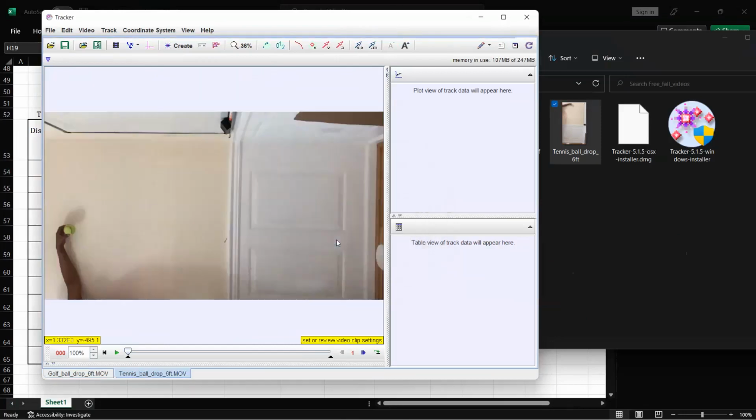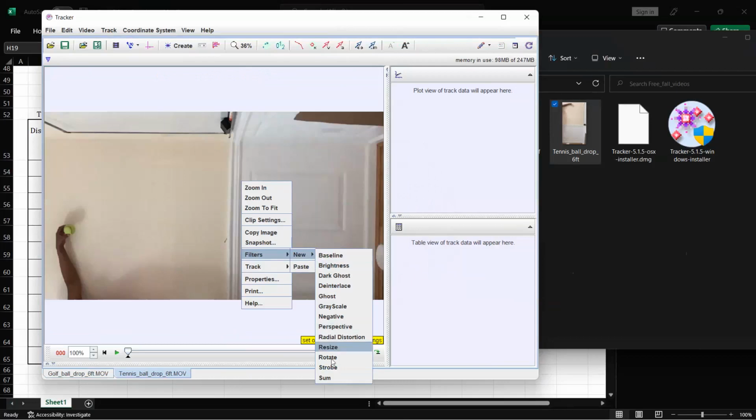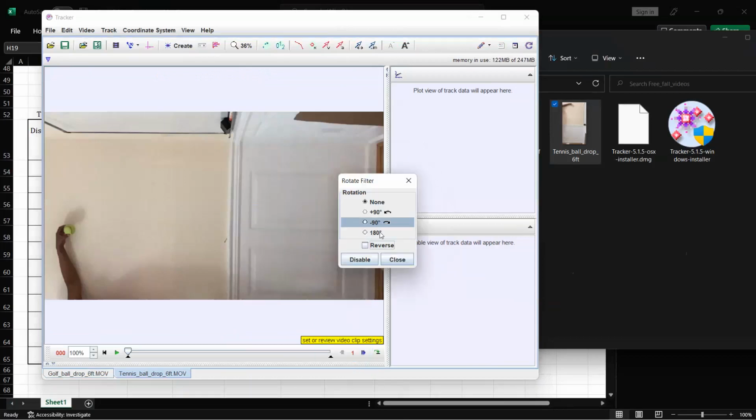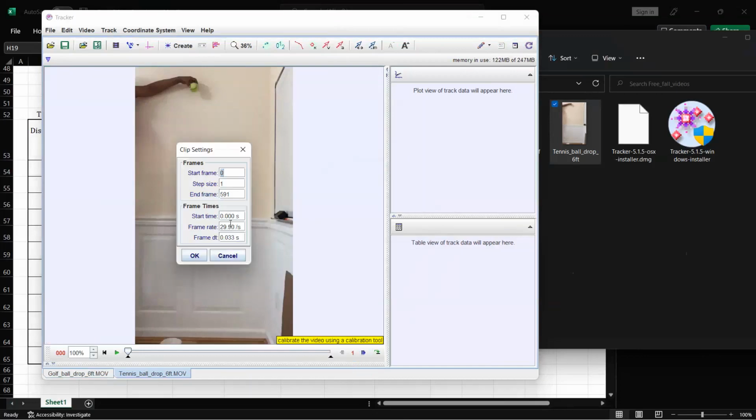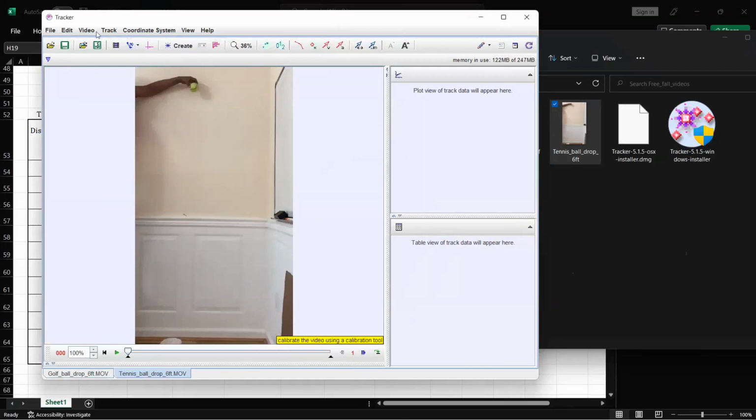All right, so rotate this. Filters, new, rotate, negative 90 degree, right click, clip setting, time should be, put it in auto 40, and then we'll bring this starting point to somewhere, I think 560 or so, no, 300.